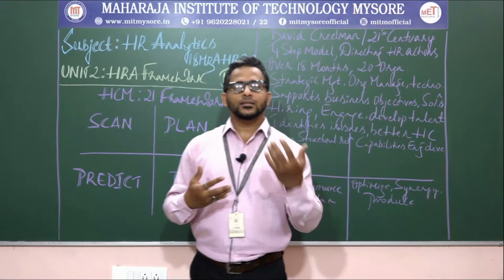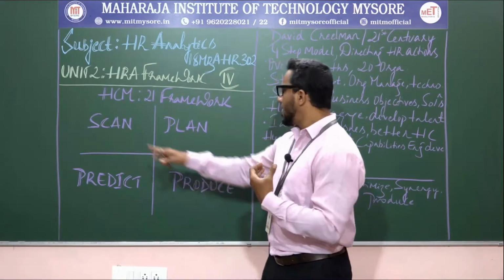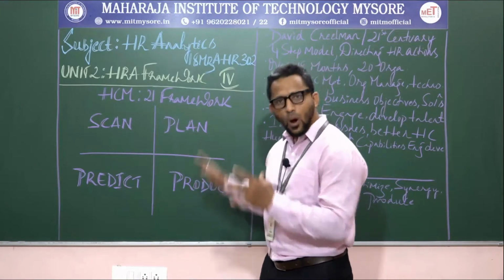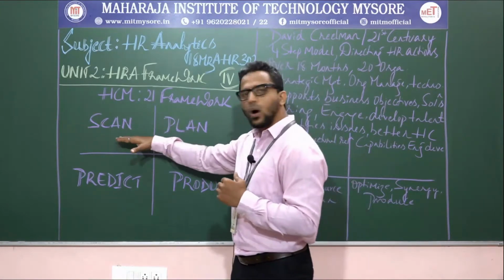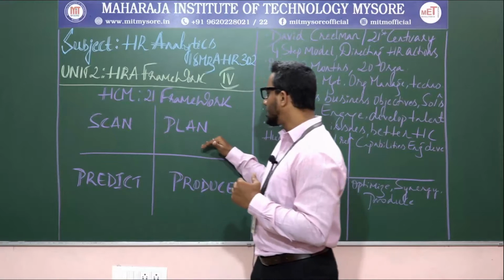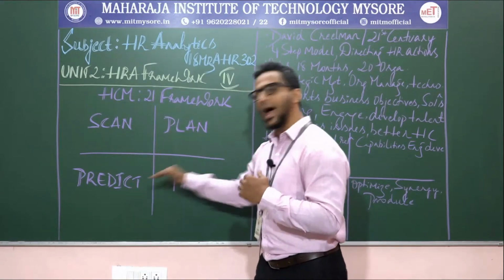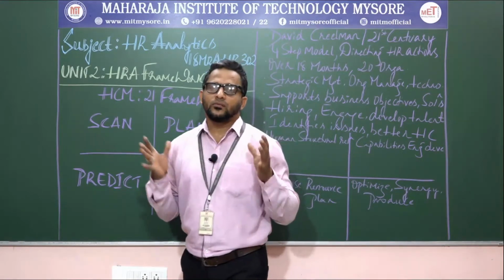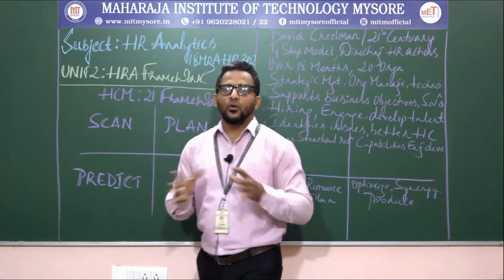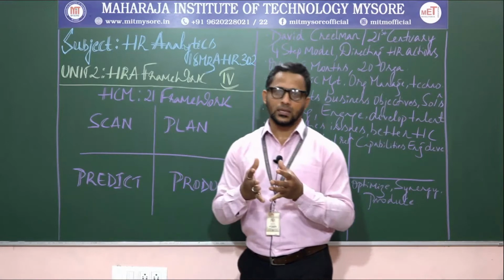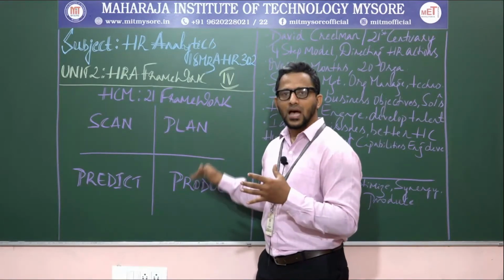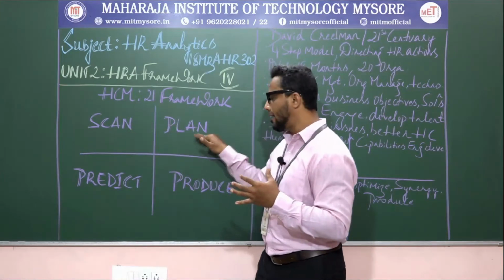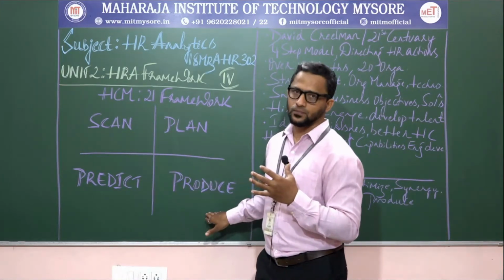Here, the HCM 21 framework has been designed this way, where you have four boxes, or four blocks we can call. The first block is called scan, the second is plan, then you predict, and then you produce. Very simple. Each block is different: one is scan, then plan, then predict and produce.